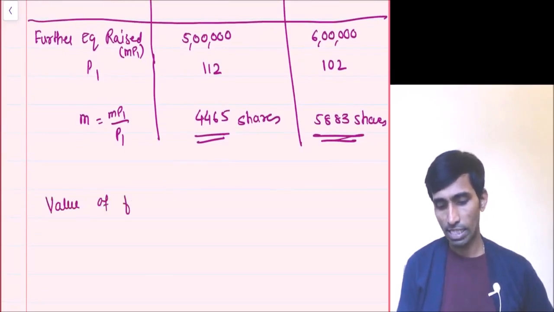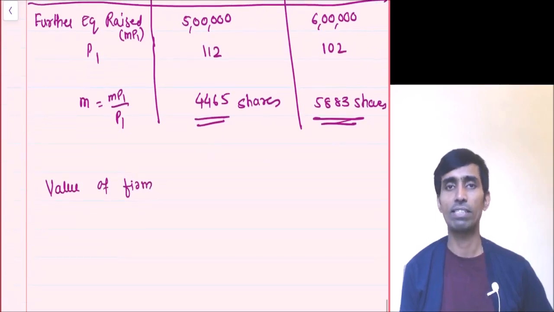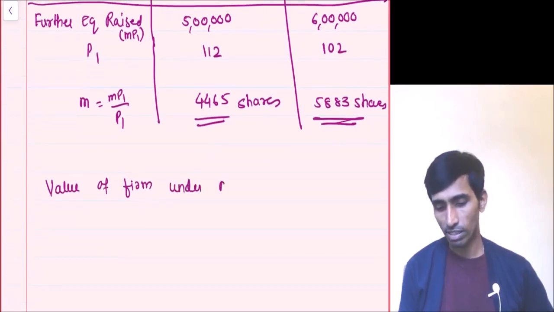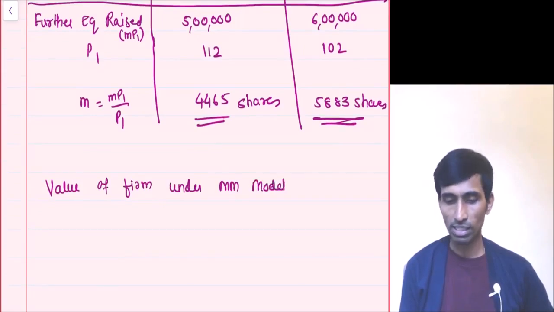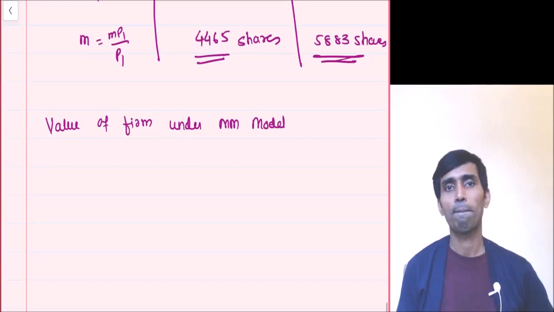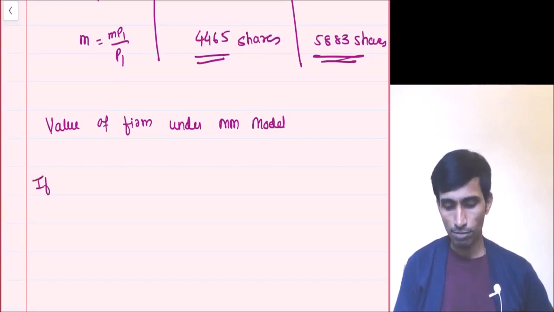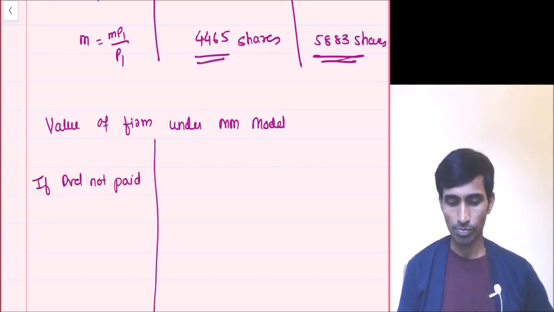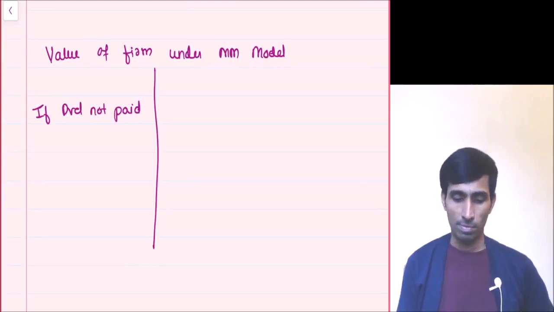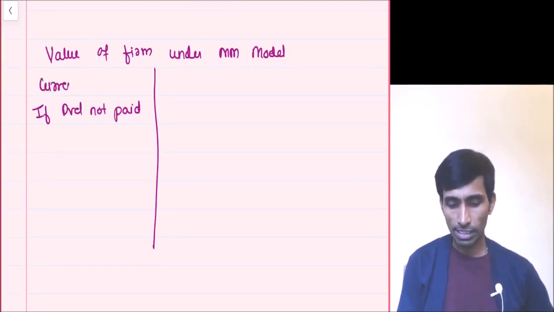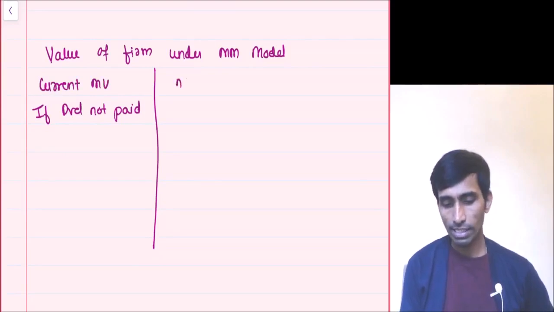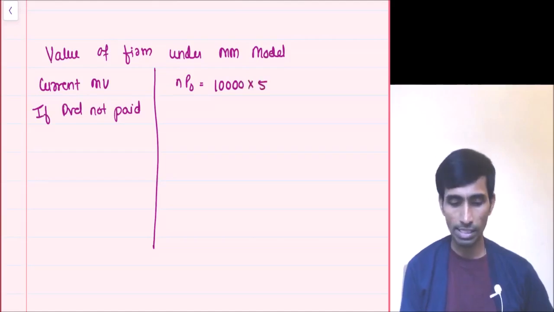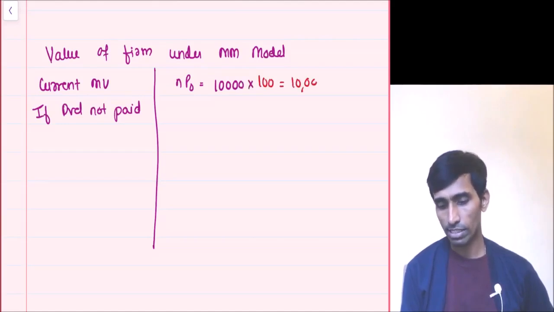Last question, in between they are asking what is the value of the firm when dividend is paid and when dividend is not paid. So again I'll have to do the same thing under the MM model. Value of the firm under MM model, if dividend is not paid. First, current market value, N into P0. Currently the number of shares is 10,000 and the price is 100. So it comes to 10 lakhs.